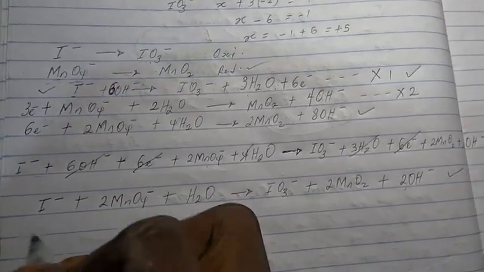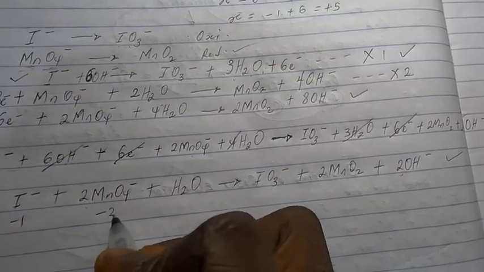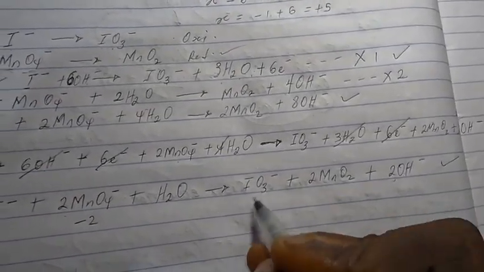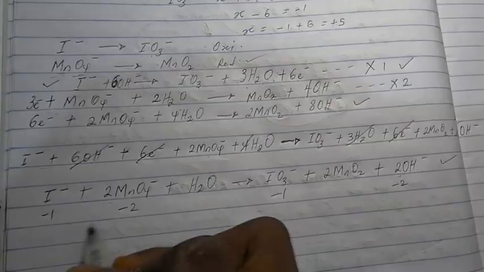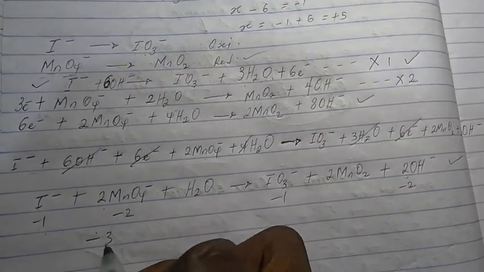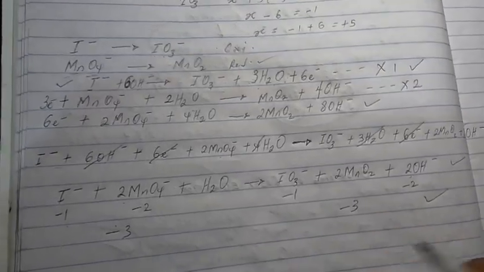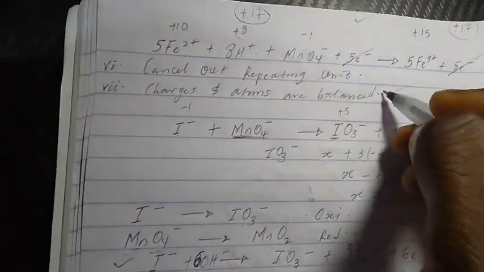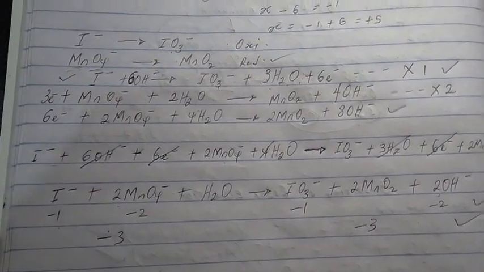So let's check the charges. So this is -1, 2 times minus, that's -2. Then on this side I have -1, 2 times minus, -2. So -1 -2, that's -3, -1 -2, that's -3. So the charges are balanced, the atoms are also balanced. Then that means what we have done is correct. So this is the overall equation now.